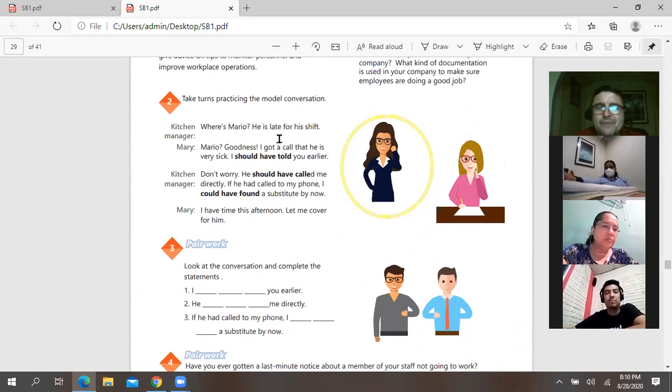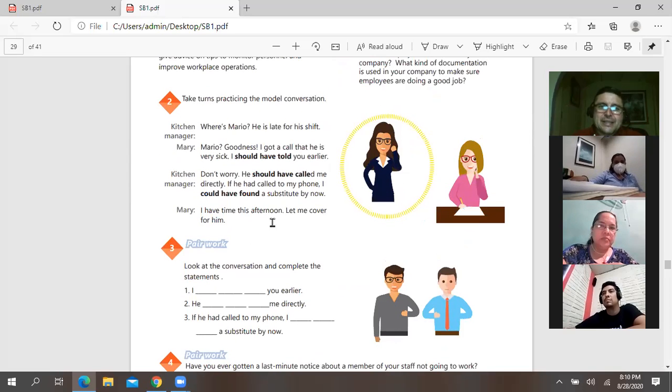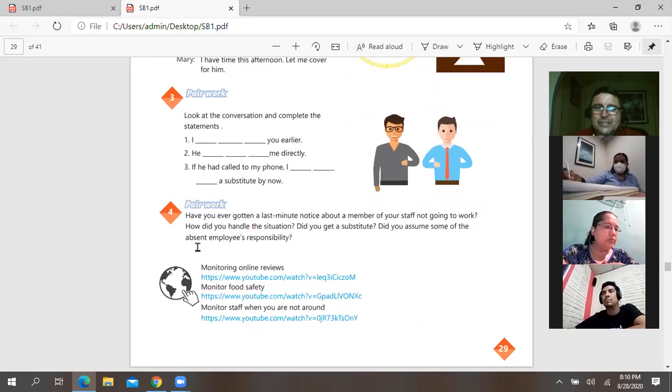Do you remember that conversation? Yes. Okay. So after you read the conversation, you're supposed to answer part three and also practice part four. With part three, the sentences are incomplete. So you will complete the sentences using the previous information, the previous conversation. When you finish this, then you go to part four. So, Maria, can you please read the first question?